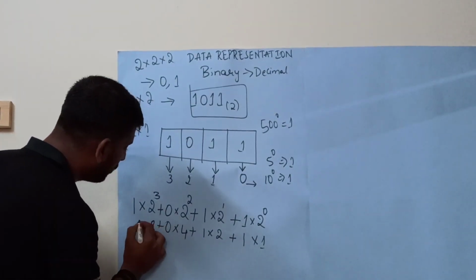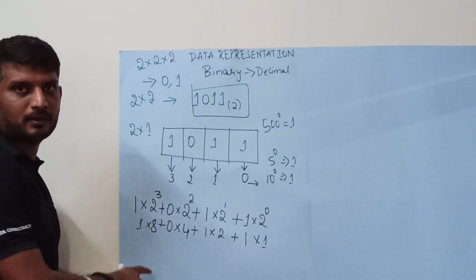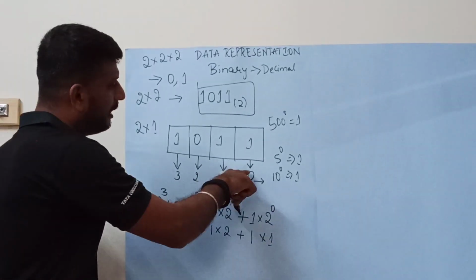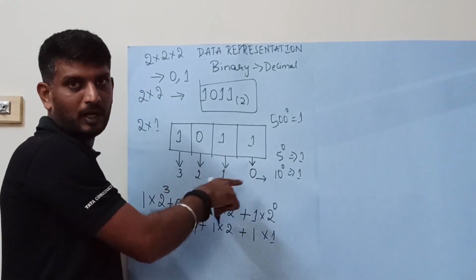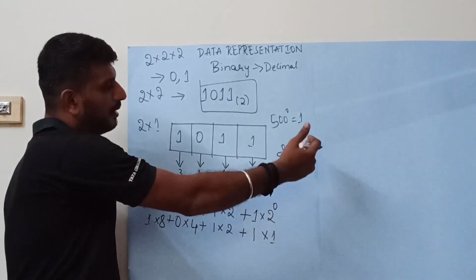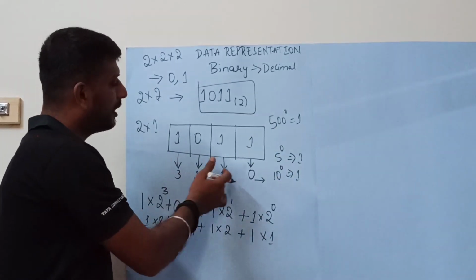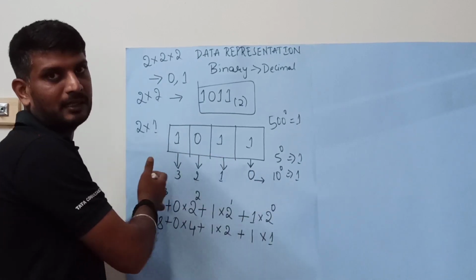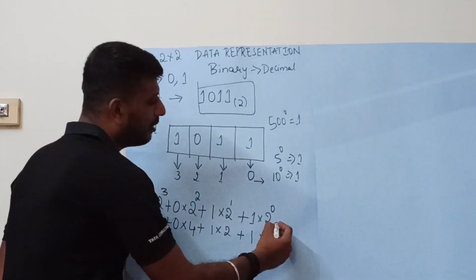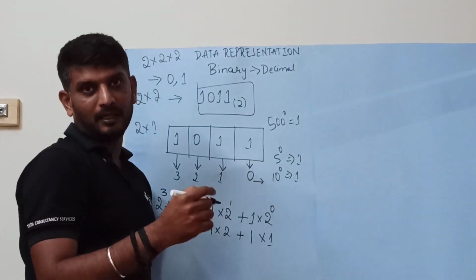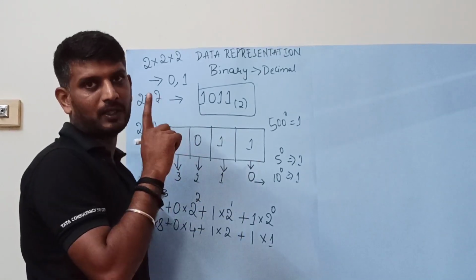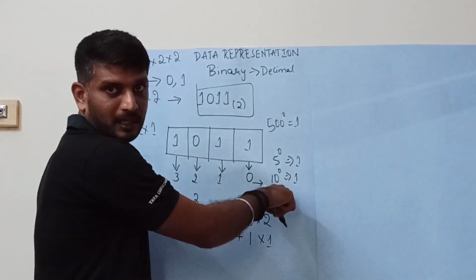8 into 1. So you have to remember, firstly you have to assign the powers. You have to know what the powers are. At the rightmost end the power will be 0, and it keeps on increasing in steps of 1. The next thing you have to remember is any number to the power of 0 will be equal to 1. I have given you the example.